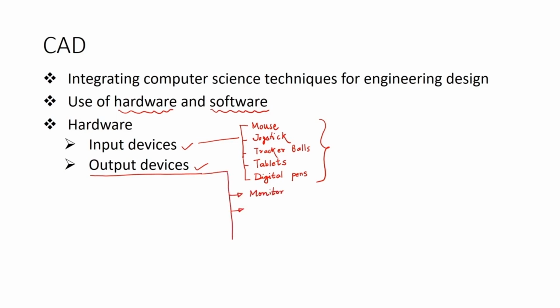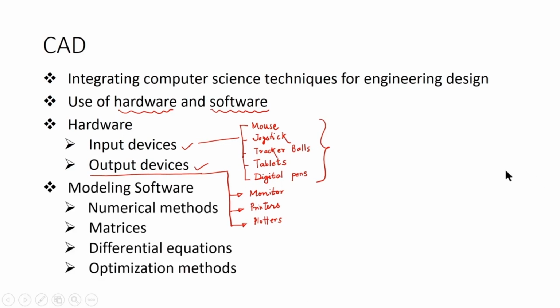A variety of types of displays are available: LCD displays, LED displays, plasma based displays. So, monitors, then we have printers and plotters. The industrial plotters are of huge size, their size is in meters, and they are used to develop the blueprint of the product. So, with these input devices and output devices, we are generating the digital models of the product.